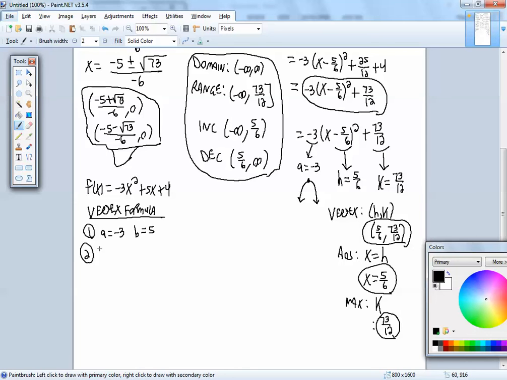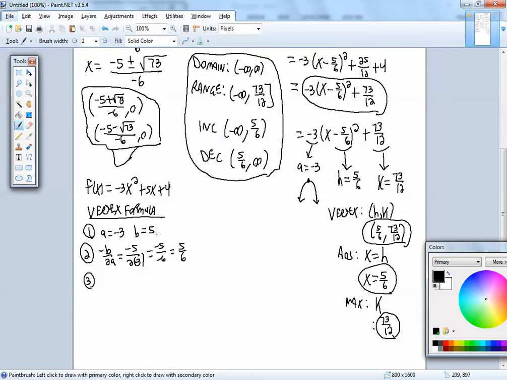Step 2, plug the values from step 1 into negative b over 2a and simplify. So we're going to have negative 5 over 2 times 3, which gives us, oops, I dropped my negative there. That should be a negative 3. That gives us negative 5 over negative 6, which gives us a positive 5/6.